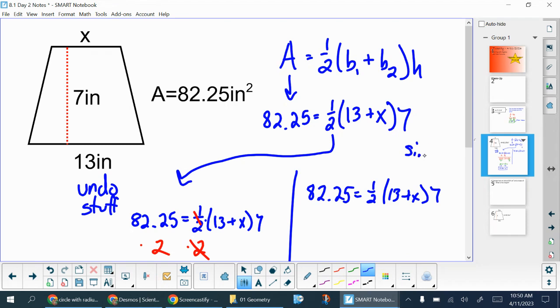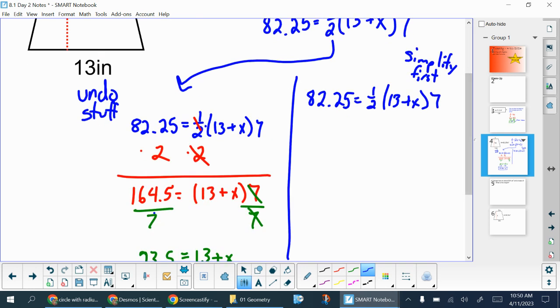So I'll put this as "simplify first." In this case, I'm going to go through and simplify everything that I can. First thing I can do is, since all of this stuff is just being multiplied, I'm going to go ahead and multiply. I can multiply a half times 7. So that gives me 3.5.